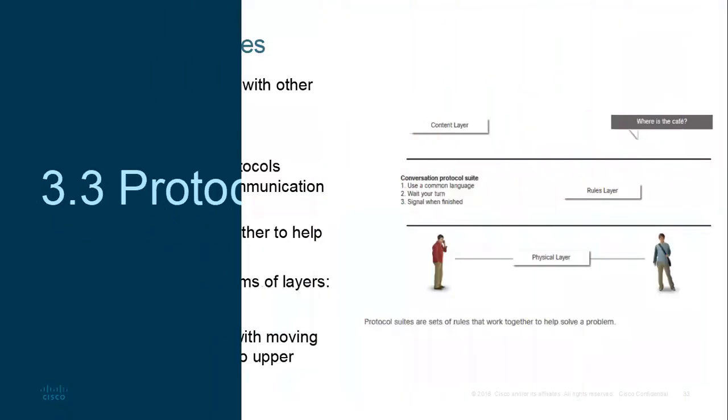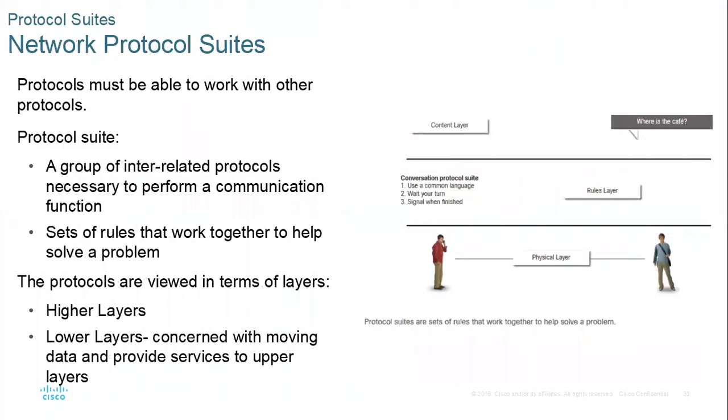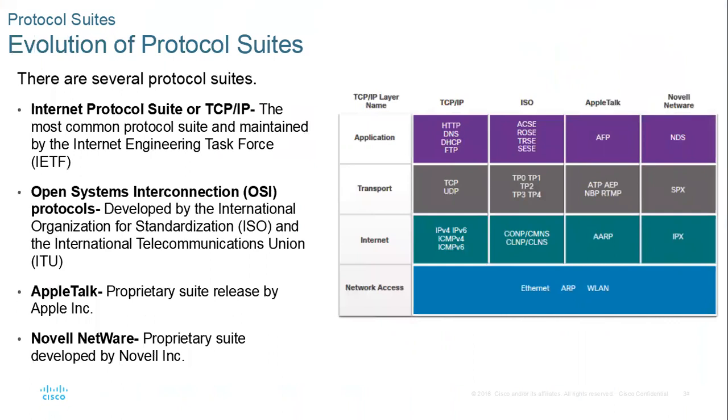Protocol suites: at times protocols come in suites. When you have a group of interrelated protocols necessary to perform a communication function, you call them a protocol suite. Let me just show you what it looks like. So there's a suite, and you have the OSI model.